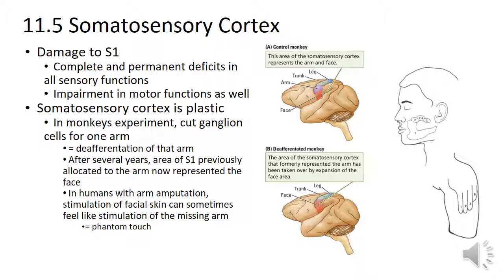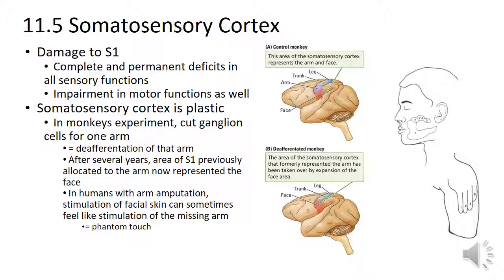In this monkey experiment that was described in your book, researchers cut the ganglion cells for one arm, which created deafferentation of that arm, meaning there was no sensory input coming to the cortex from that arm. After several years, the area of S1 that was previously allocated to the arm now represented the face. So it was a demonstration of the plasticity of the cortex: the arm was no longer needed, so the face took over, and there's a larger part of the somatosensory cortex that codes for the face.